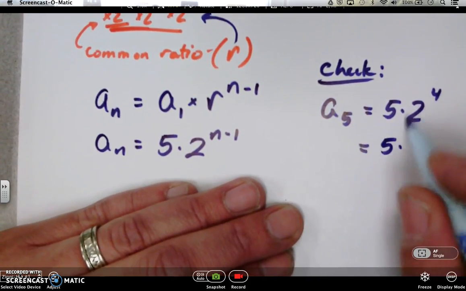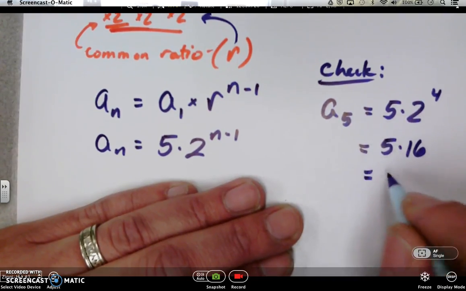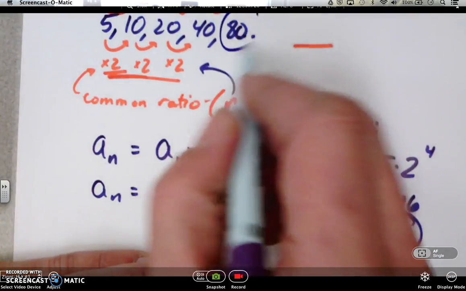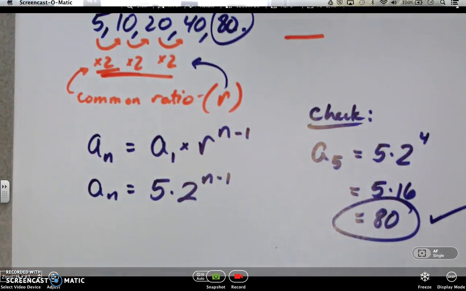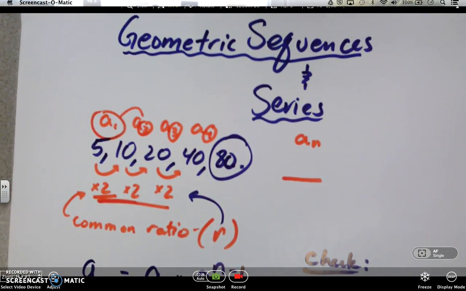2 to the 4th is 16. And 5 times 16 is 80. And 80 is what we expected to get up here. It does check. All right, so that's how you write a geometric sequence.